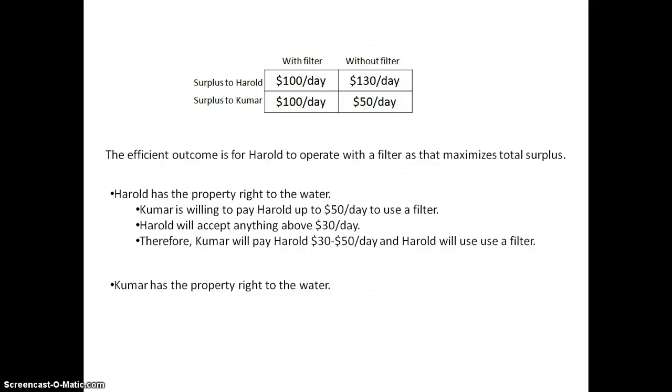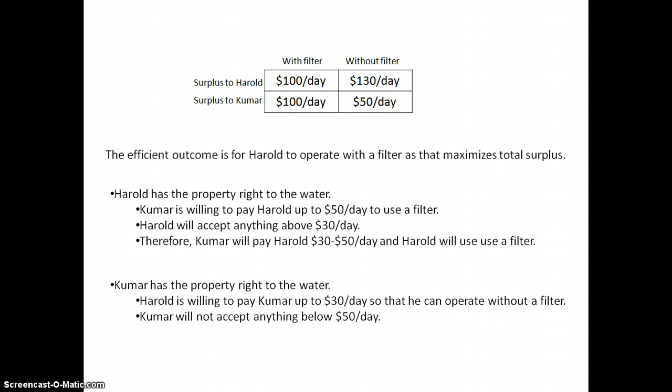So now let's change the property rights. Let's say that Kumar has a property right to the water, and this means that Harold must obtain Kumar's permission to discharge pollutants into the water. Harold is willing to compensate Kumar up to $30 a day to discharge pollution, but Kumar won't accept anything below $50 a day. Therefore, no agreement can be reached and Harold must use the filter.